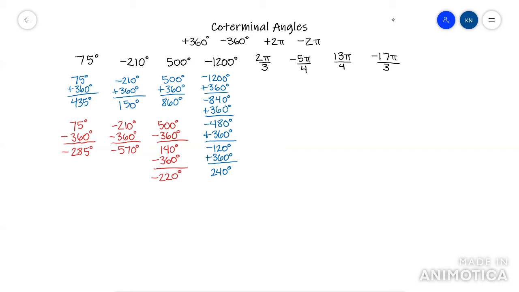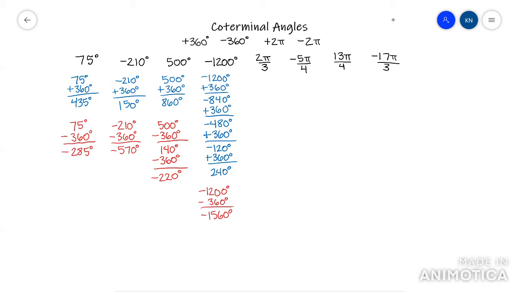Now, if I wanted a negative coterminal, basically, you can just subtract 360 degrees. But having said that, all of these negative angles right here, after adding 360, are technically negative coterminal angles. So the easiest way to do it to stay consistent is just subtract 360 degrees, but just realize these are negative coterminal angles.